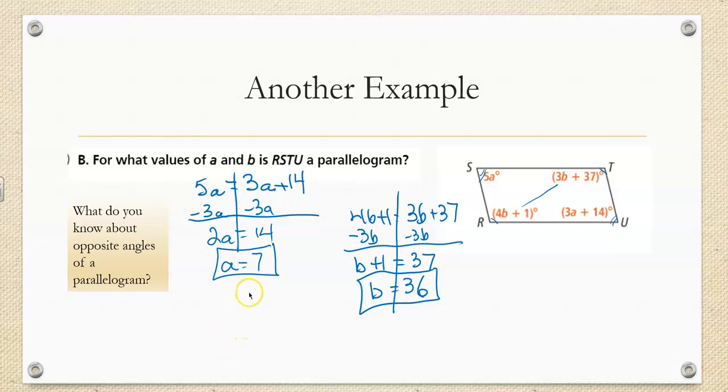I get A equals 7 and B equals 36. And again, you could do a little check. 5 times 7 is 35. And then 3 times 7 is 21 plus 14. That equals 35. So they're equal to each other. So, you know, those work. And then you could try the B also and see if that works.